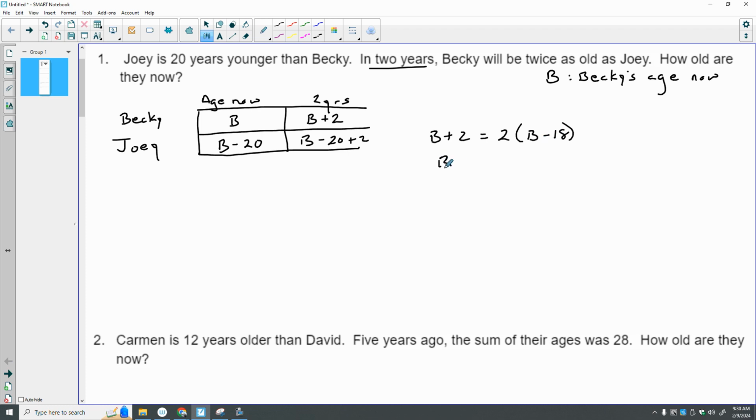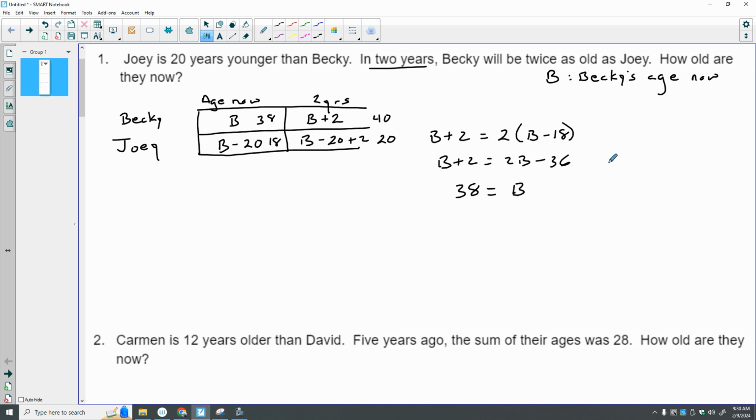Do a little solve. B plus 2, distribute, equals 2B minus 36. I'm going to subtract the B over here. 2B minus 1B is 1B. I'm going to add the 36 over here, and Becky is 38. So what was B? Becky's age right now. So right now, Becky is 38 and Joey is 18. In 2 years, Becky will be 40 and Joey will be 20. Becky is twice as old as Joey. Yep, in 2 years, Becky will be twice as old as Joey.